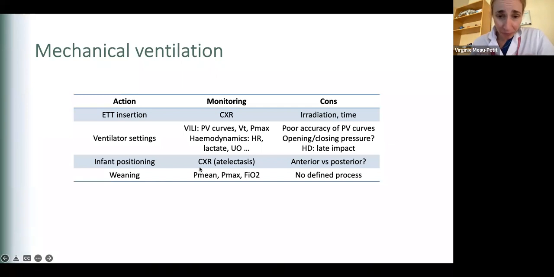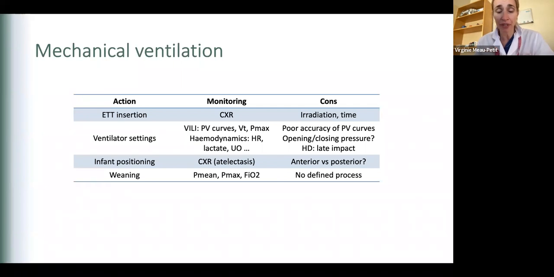Infant positioning: when we have atelectasis, we can see the effect of positioning, for example, some de-recruitment of the lungs due to position of the baby. We can see that with a chest X-ray showing atelectasis. But when we do a chest X-ray with atelectasis, how do we know if it's anterior or posterior? It cannot really guide us on how to position the baby properly. And finally, weaning: we know that there are no defined parameters to tell us how and when to wean the patient.